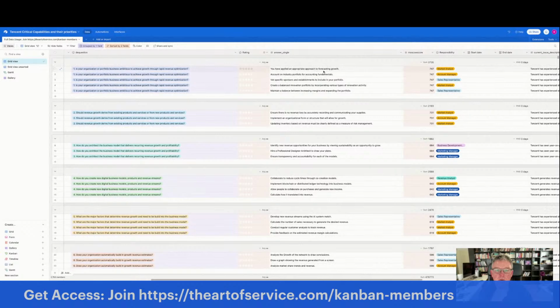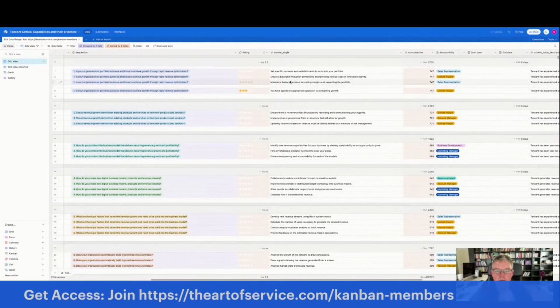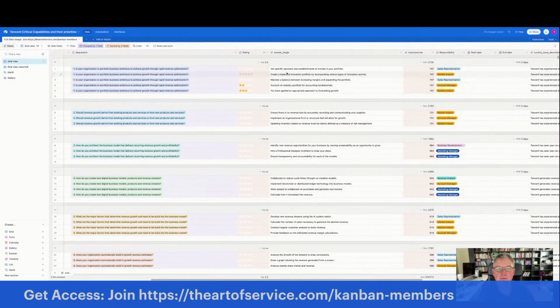We've applied an appropriate approach to forecasting growth. Yeah, maybe. I think I'll give it a 3. 5 is fantastic. Account on industry portfolio for accounting fundamentals. Yeah, no, that's a deeper area than that one. Vet specific sponsors and establishments to include in our portfolio. Yeah, we do that. We keep an eye on the market. Create a balanced innovation portfolio by incorporating various types of innovation activity. We should be better at that, but I'll give it a 3.